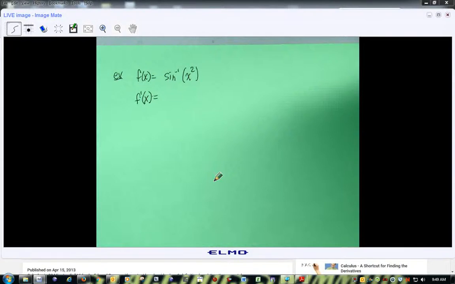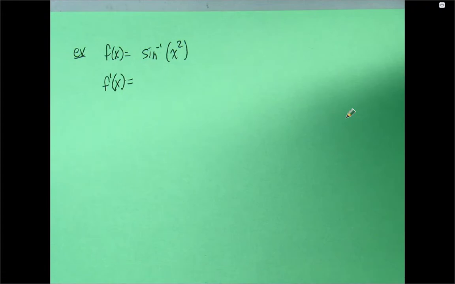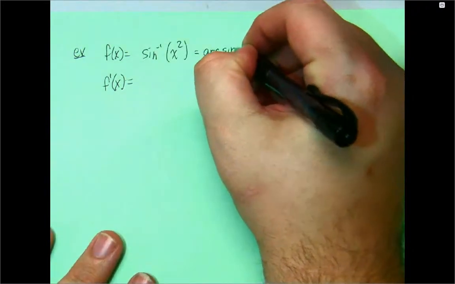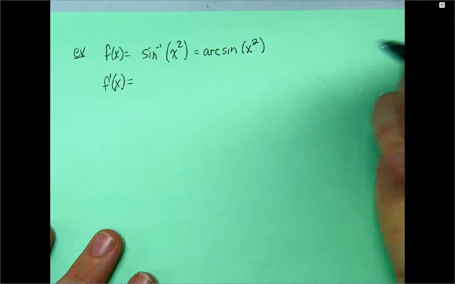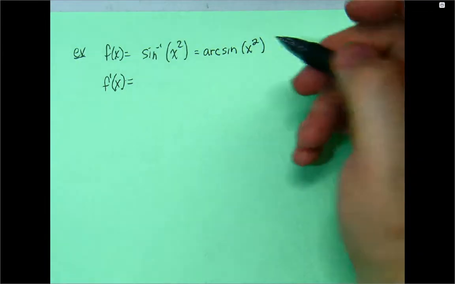All right, your first one that I want you to work: the derivative of the inverse sine of x squared. Now, this is also the arc sine of x squared. Yeah, you're going to do the chain rule. Here's what you want to do.